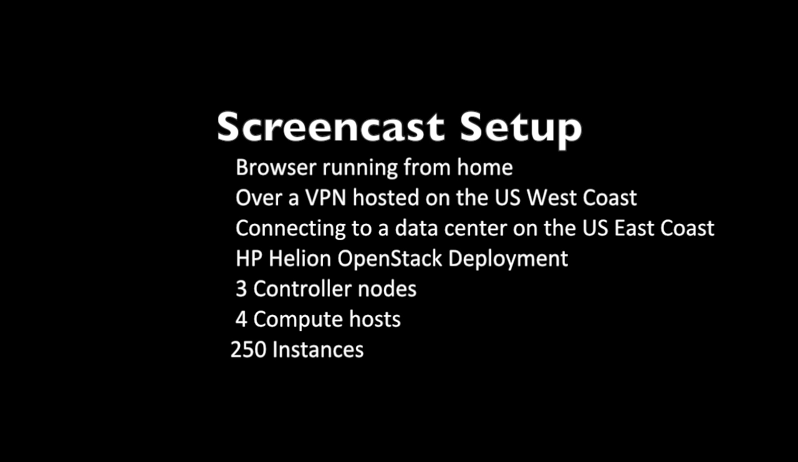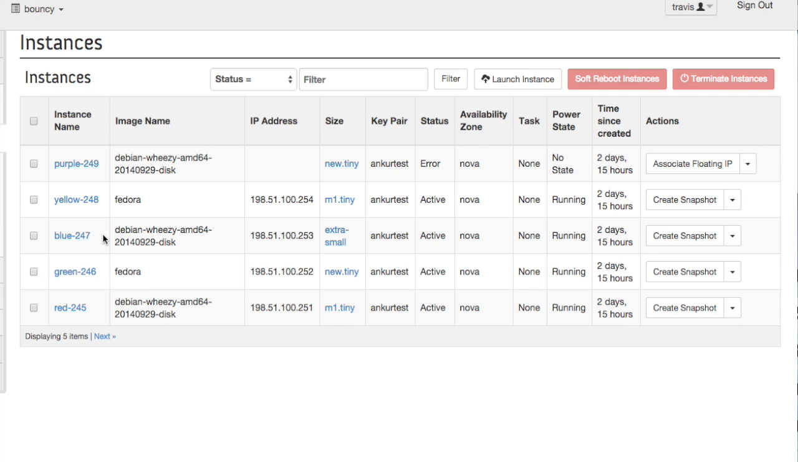Okay, so for this screencast, we're doing a browser running from home over VPN to the US West Coast, connecting to a data center on the East Coast. It's 3 controller nodes with 4 compute hosts and 250 instances. So what you have here is the standard Horizon browser, and we're looking at the instances table.